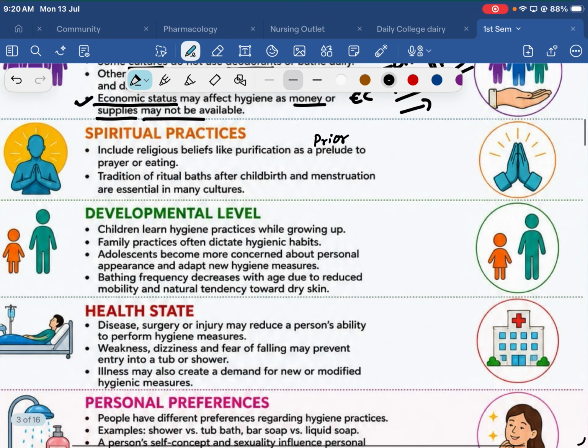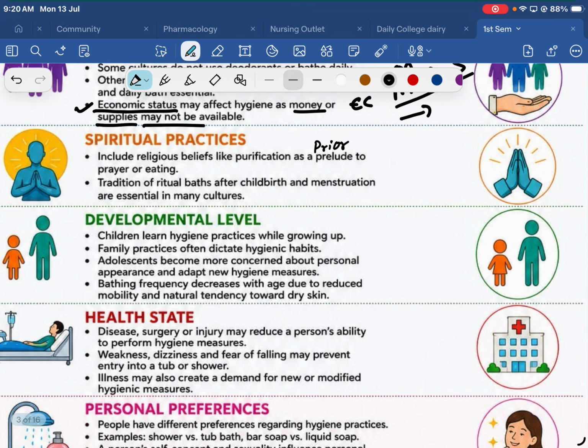Next one is spiritual practices. Before prayer or before eating, you should maintain some purification. For example, before namaz, what will they do? They will do the wuzu. Wuzu means purification. Or before eating, they will wash their hands. That is also hygiene, right? So purification is one of the religious beliefs. Religious belief is also one of the factors that maintain hygiene, right? If they maintain hygiene through religious belief, they can promote health, no?